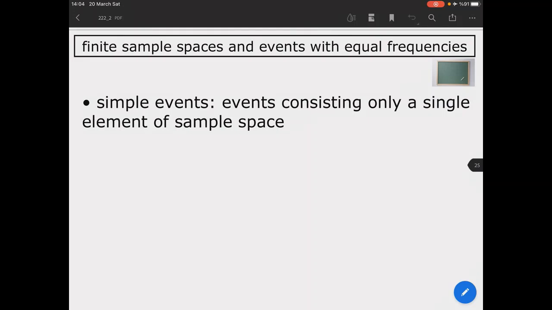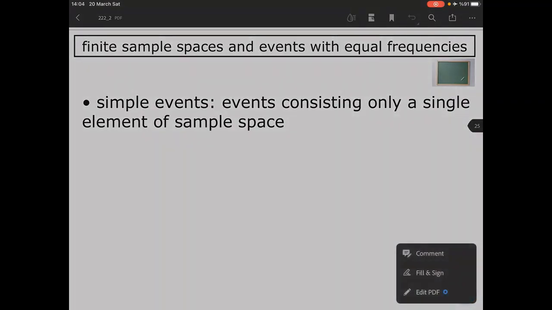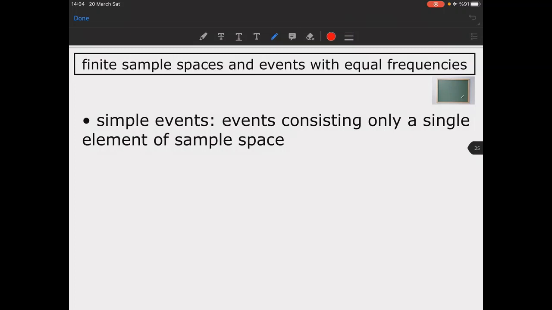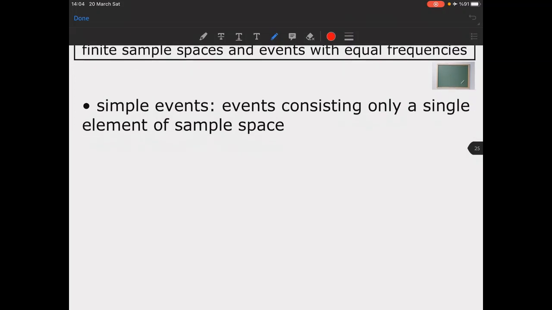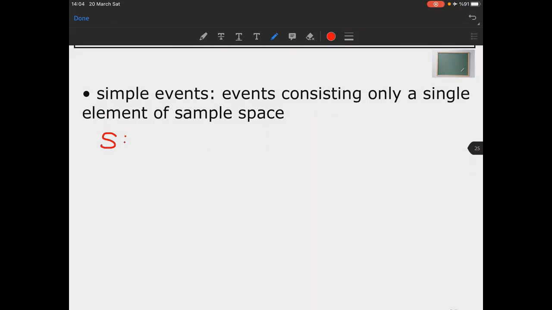We have talked about the relative frequencies. Now we're going to continue with the finite sample spaces and events with equal frequencies. What we talk about here is first the simple events, the events that consist of only a single element of the sample space. Suppose that you have a sample space of k elements, and you will have k elements in it.